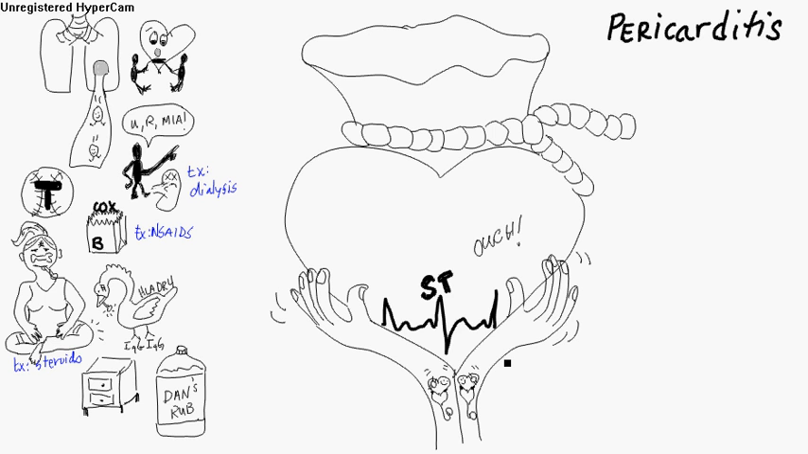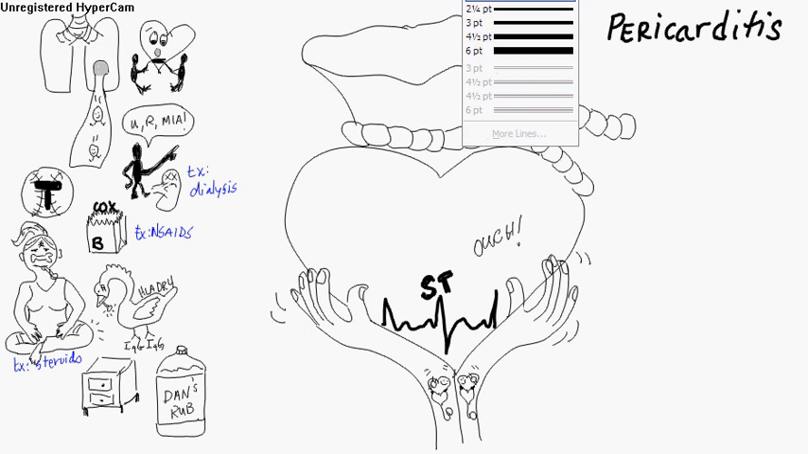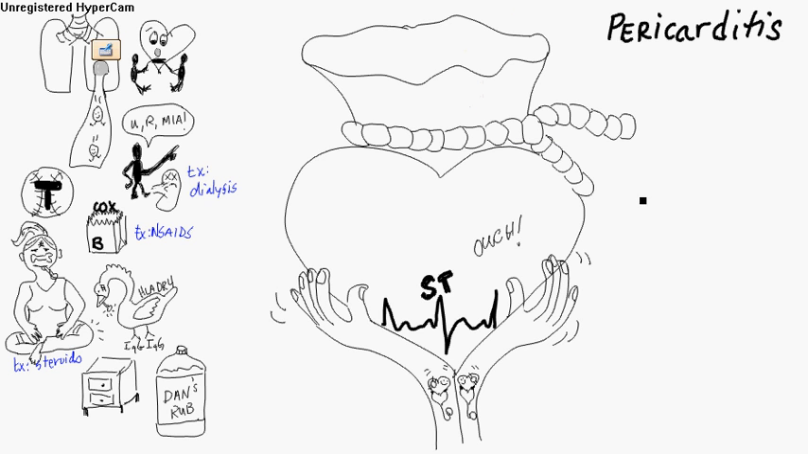Here's the picture for pericarditis. There's going to be a few things you're going to see when a patient comes in. On the x-ray, there's going to be a water bottle in the chest radiograph, so water bottle appearance. You're going to get a friction rub.